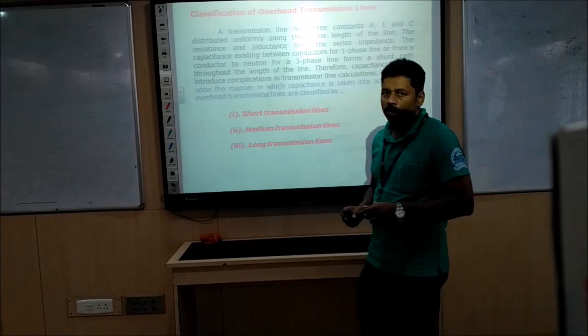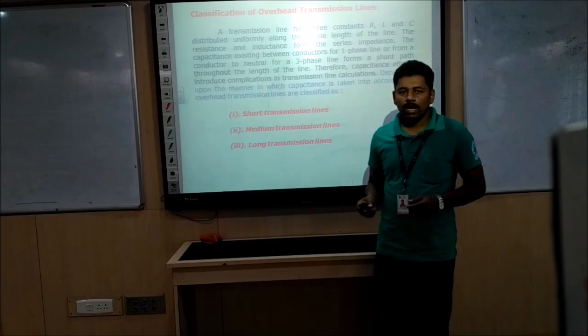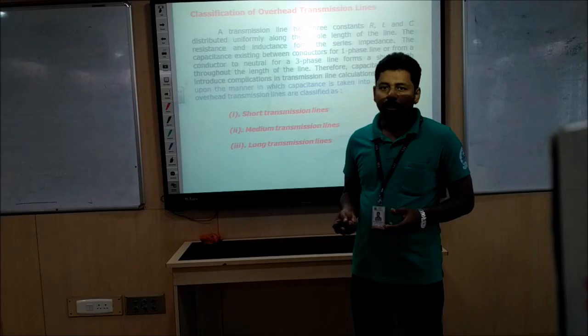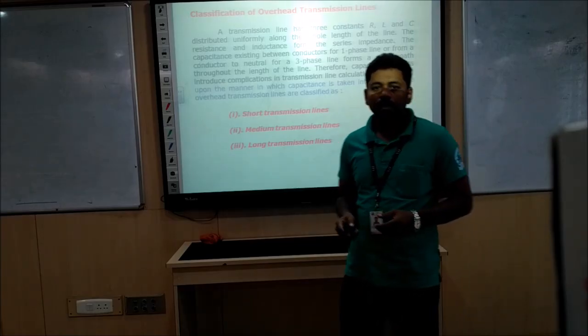The next type of model is called a long transmission line, where the working voltage is more than 100 kV and the line length is more than 150 km. These are the various types of classifications of a transmission line based on the model.